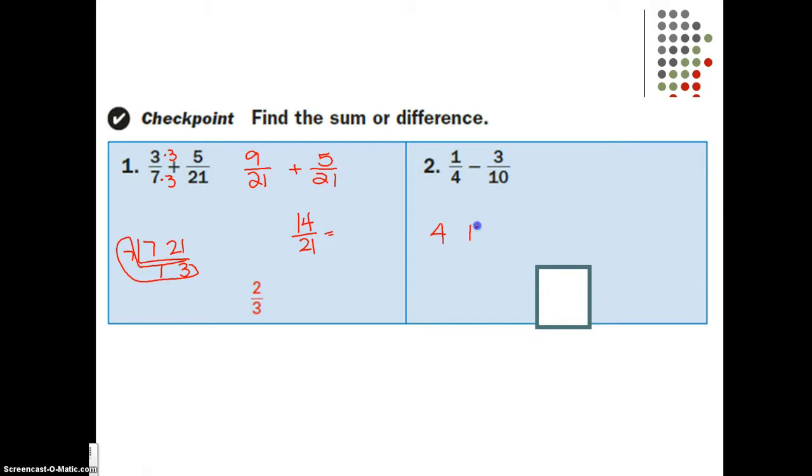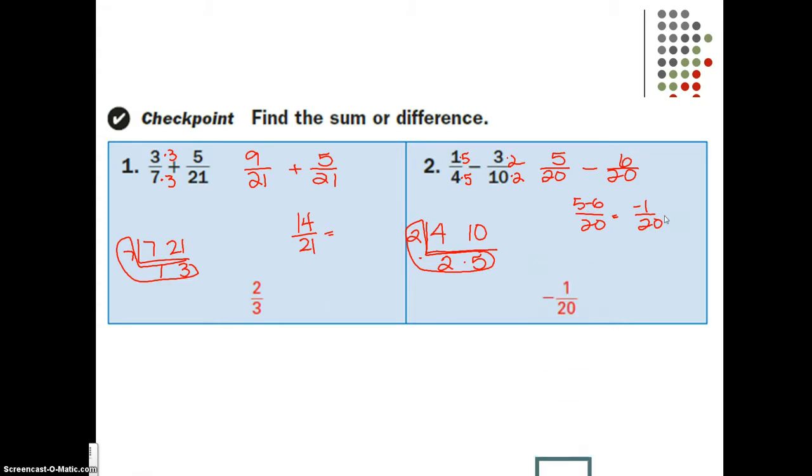For number 2, we find the LCD, 4 and 10, both divide by 2. This is 2, this is 5, and I'm finished. Multiply 2 times 2 times 5, which is 20. I'm going to write two fractions, putting subtraction in between. To get from 4 to 20, multiply by 5. 1 times 5 is 5. 10 times 2 is 20. 3 times 2 is 6. Now we can take 5 minus 6 over 20, which is -1/20.